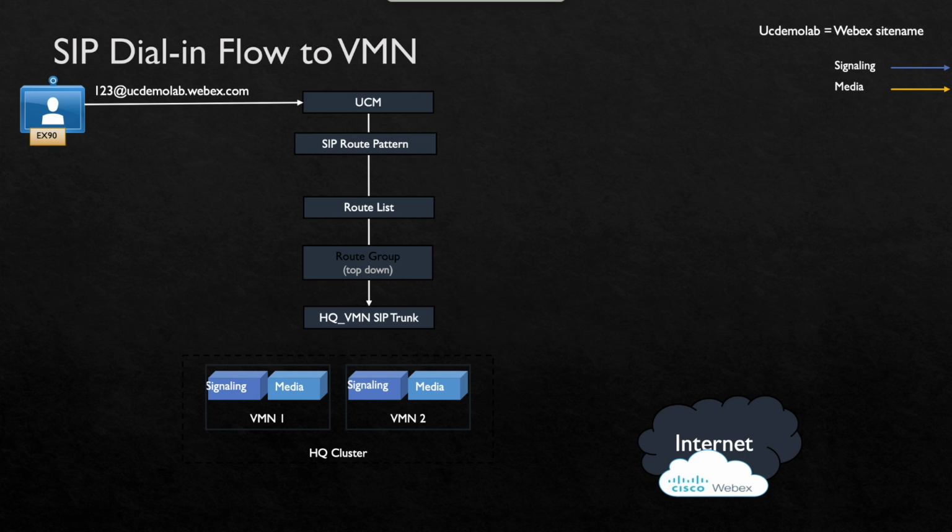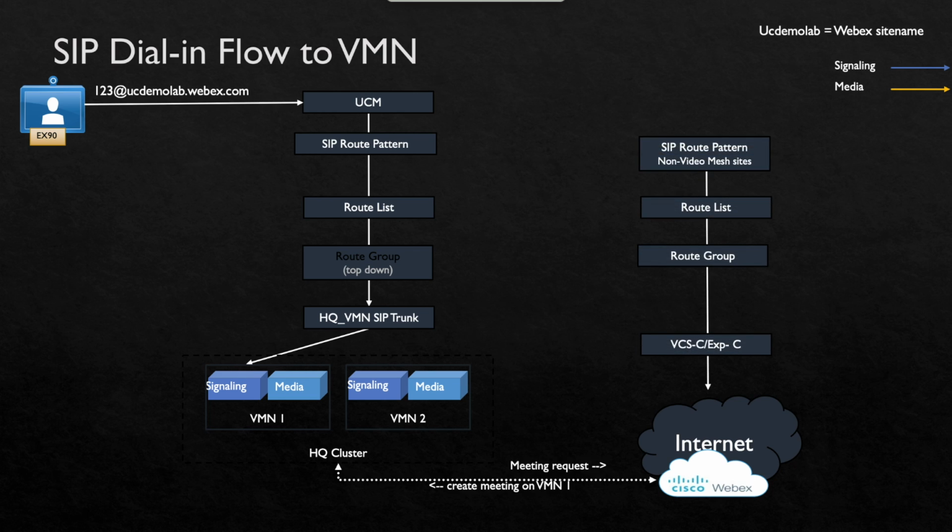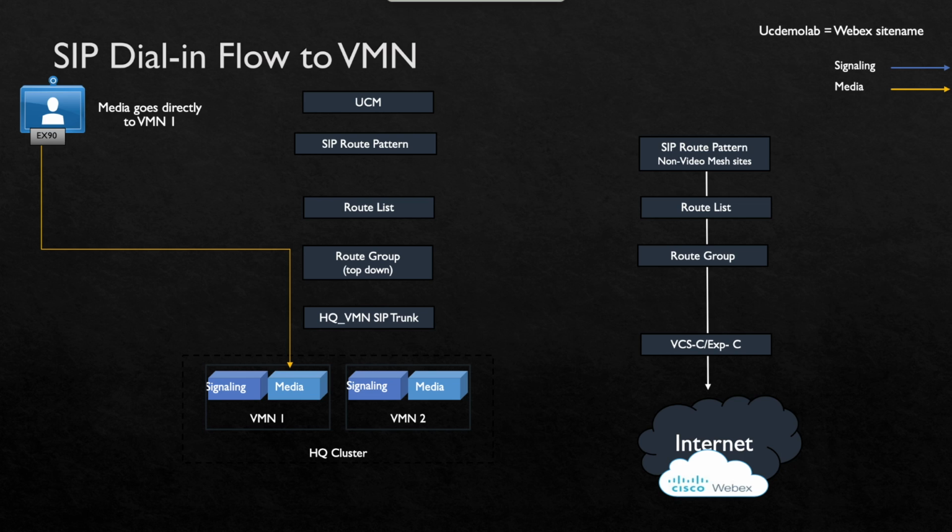The first SIP trunk in the list will establish a communication with the Video Mesh node. The Video Mesh node will in turn send a meeting request out to Webex in the cloud, and a meeting is then created on the Video Mesh node. So as I said before, there's always signaling that's sent between the Video Mesh node and the cloud no matter what. But media, once that call is set up and the cloud says, yep, you're allowed to have a meeting, the media is direct between the endpoint and the Video Mesh node. And that's the key. The media, in this instance, does not go out to the cloud.